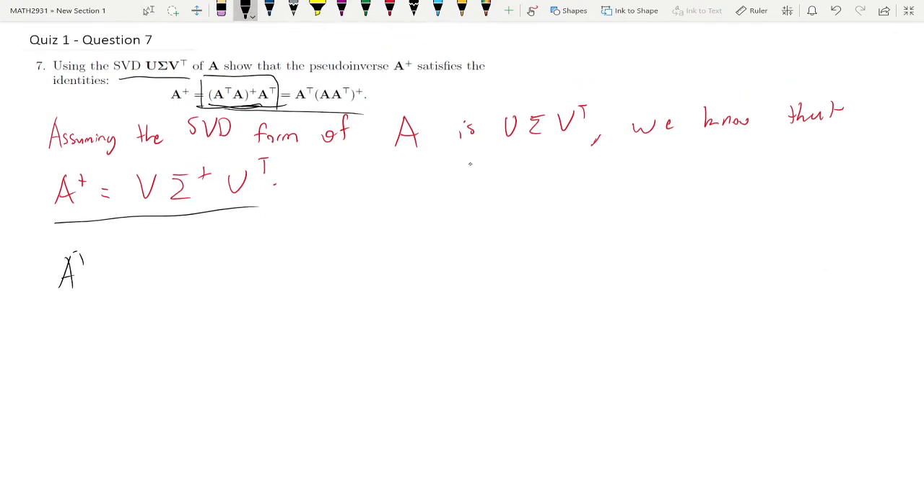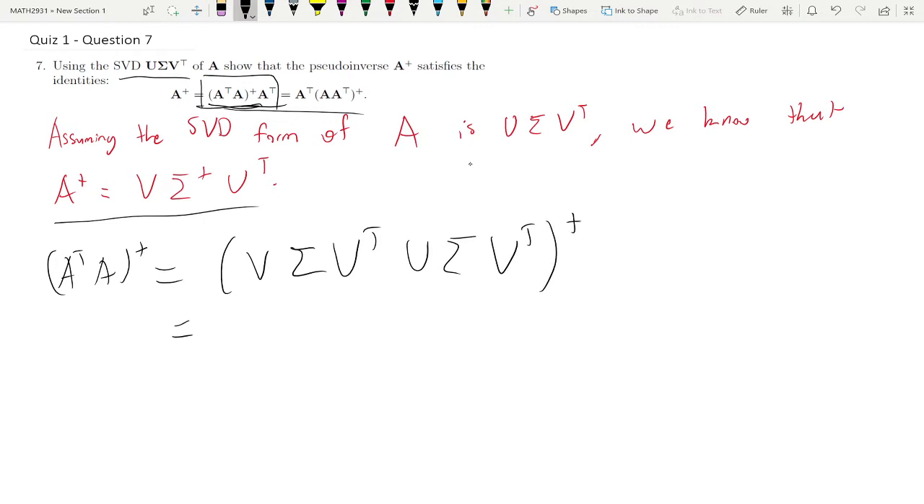So just go A transpose A, pseudo-inverse, A transpose, right? But before I move on, I'll just focus on this A transpose A thing because we need to find its pseudo-inverse. So we'll just sub things in. A transpose, I'll just put it in the SVD form. So that'll be V sigma, because this is a diagonal matrix, so it's symmetrical, U transpose, and this is just U sigma V transpose plus. Right?